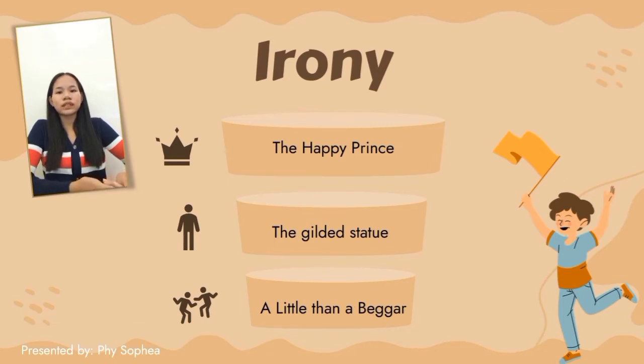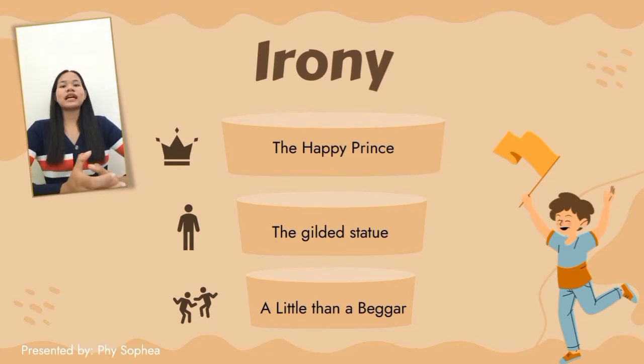And the second one is the gilded statue. It is ironic because it looks rich and pretty, but it is actually covered in gold, not made of gold. That's why they remove the statue when it loses its shiny parts. So now let's move to our last irony.